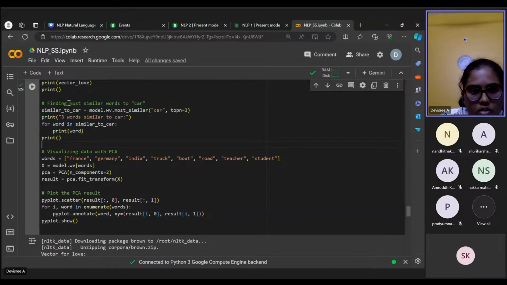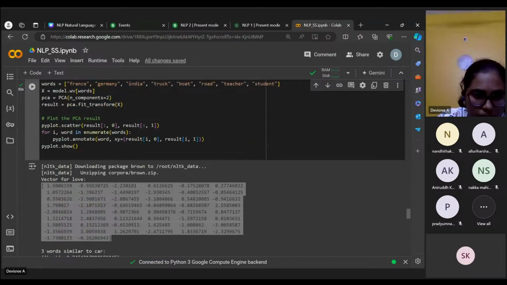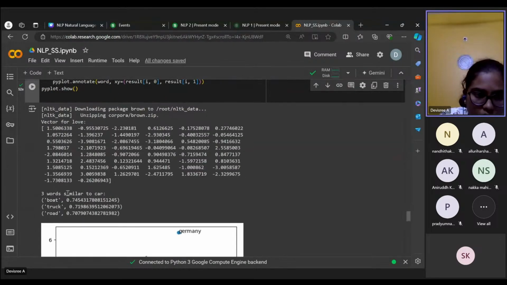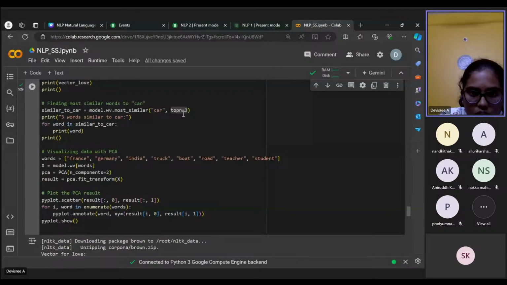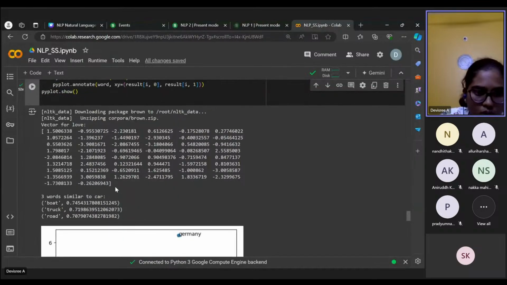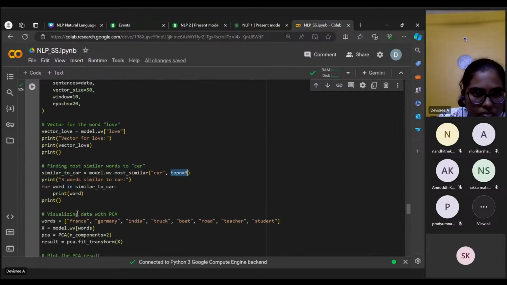We can use this to find the most similar words to car. Model.wv.most_similar car. It takes the word car as the input, and this is one parameter. Again, topn is equal to 3. This means it gives the three words that are most similar to car. Right, the three words similar to car will be boat, truck, roads. If you change this to 2 or 4, it gives you 2 or 4 words correspondingly.